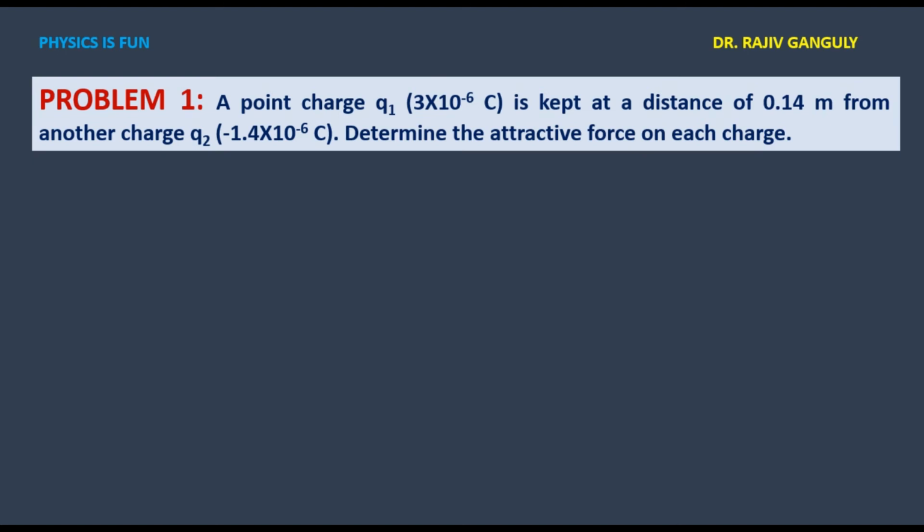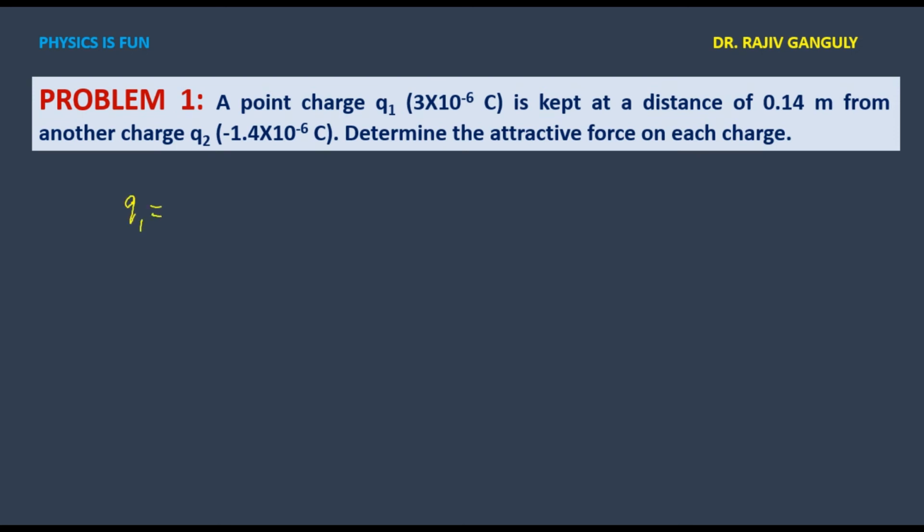So this problem states that there is a point charge q1, a value is given, and the distance is also given from another charge q2. So determine the attractive force on each charge. Why is it called attractive force? Because you can find out q1 has a plus value and q2 has a minus value. So plus and minus are there, so of course they will give an attractive force. As I told in my earlier video, let us first note down the data that is given when we want to solve it. Let us follow the process.